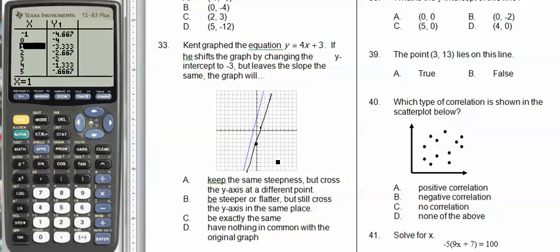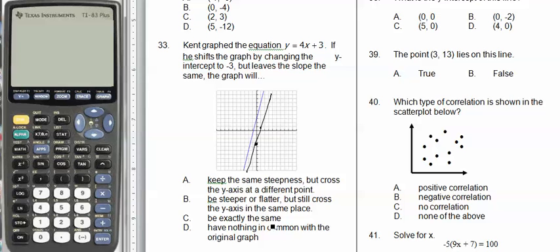So let's see which one of these is the same. So keep the same steepness, but crosses the y-axis at a different point. That one looks pretty good. Same steepness because the slope didn't change and just went down some. Be steeper or flatter, but still cross the y-axis in the same place? No, because we shifted it down. Be exactly the same? Of course not. Have nothing in common with the original graph, and that's of course not right either. So the answer would be that it has the same steepness because the slope did not change, but crosses the y-axis at a different point.